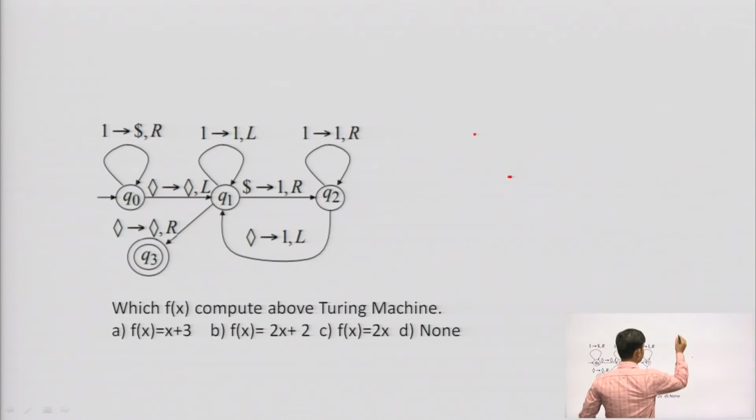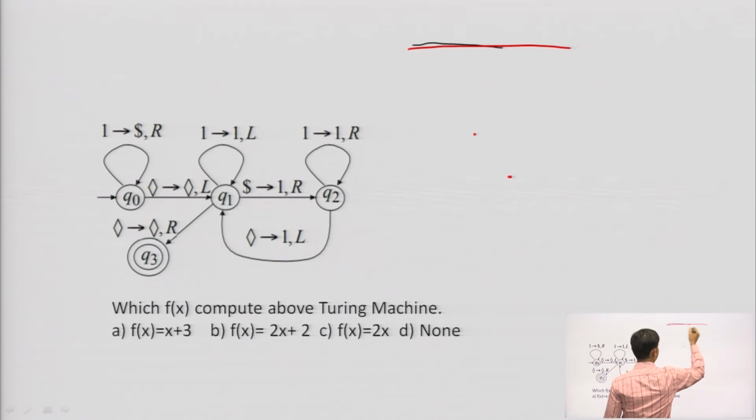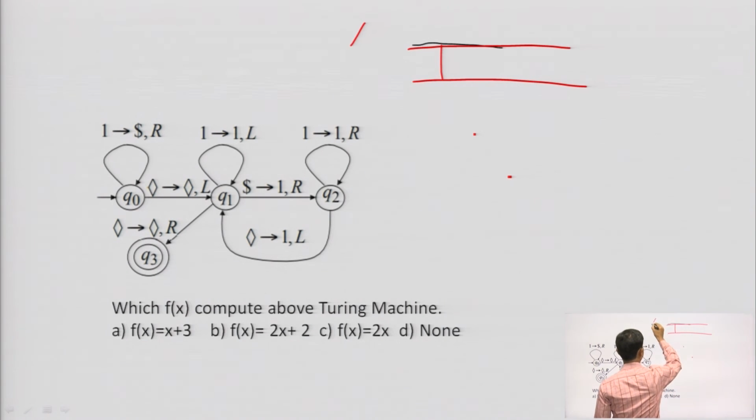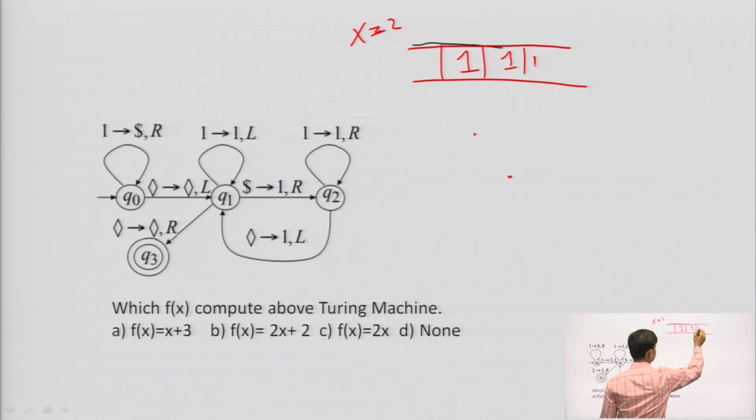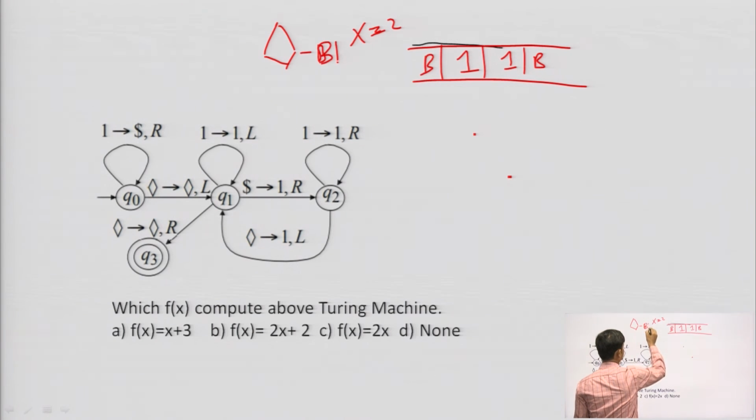Suppose we take x as 2, and we check x is 2. For the unary input alphabet, you take 1 and 1, then after that you check this is a blank. This symbol is a blank symbol, so you can take it as B. I have written the B there, so no problem.